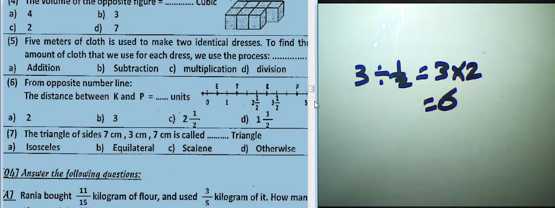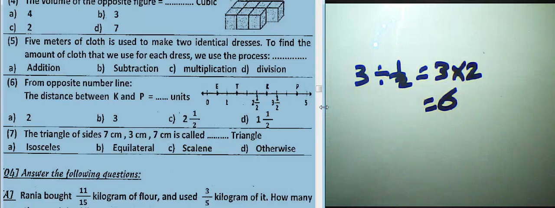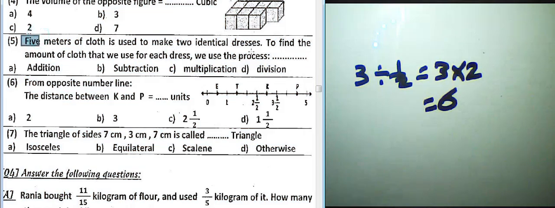Question 5. 5 meters of cloth is used to make 2 identical dresses. To find the amount of cloth that we use for each dress, we have 5 meters and want to find the amount for each of the 2 identical dresses, so we use division. 5 divided by 2 equals 2.5. Each dress will get 2.5 meters. So you must use division, 5 and 2.